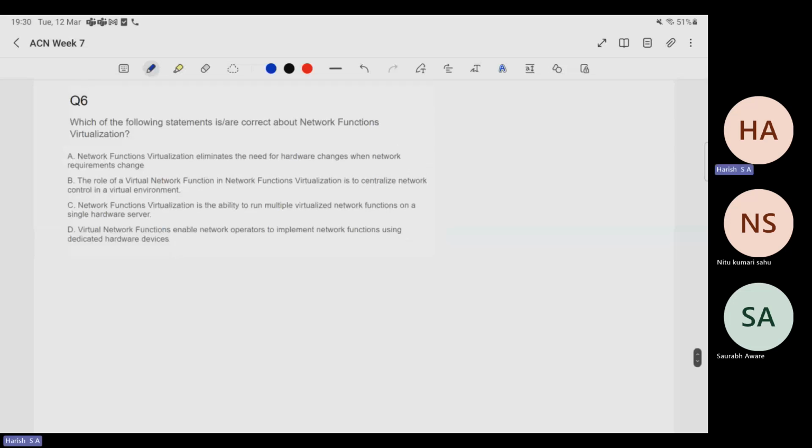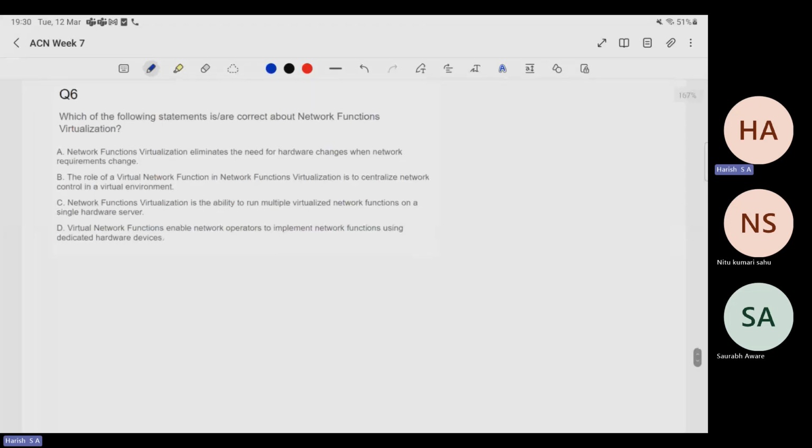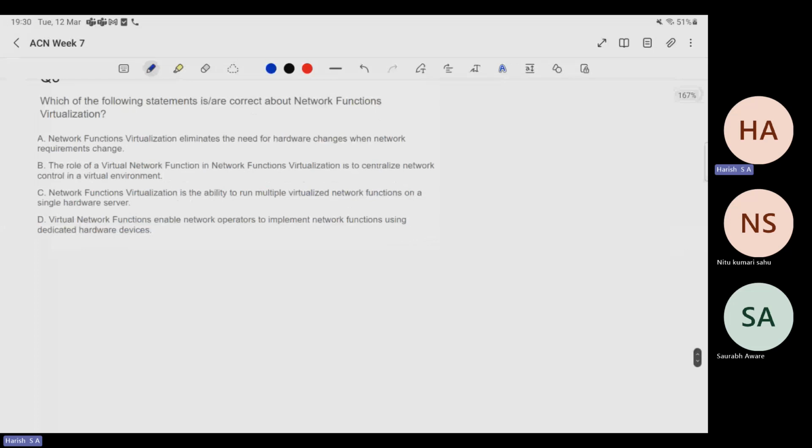So which of the following statements are correct about network function virtualization? Network function virtualization eliminates the need for hardware changes when network requirements change. Yes, because if you want to change something in the way the network function works, you just need to rewrite the code, recompile it and push it. That's all. You don't need to change the hardware, right? So it eliminates the need for hardware changes. Yes, A is correct.